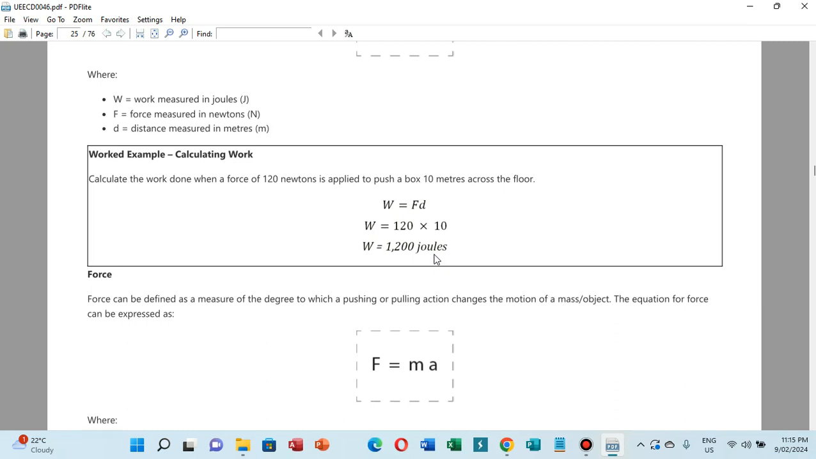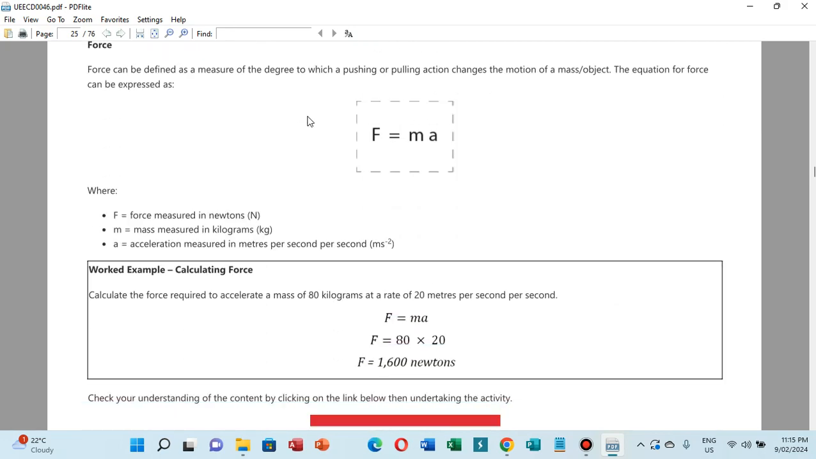Now, for mechanical work, the equation is W equal to F times D, where F is the force and D is the distance. Then you can also calculate the work equal to 1,200 joules. This is also the way we calculate the mechanical power.